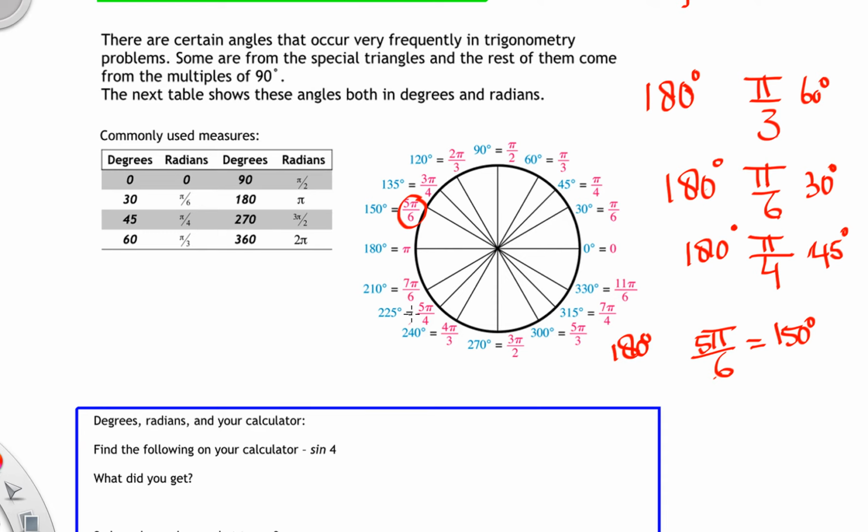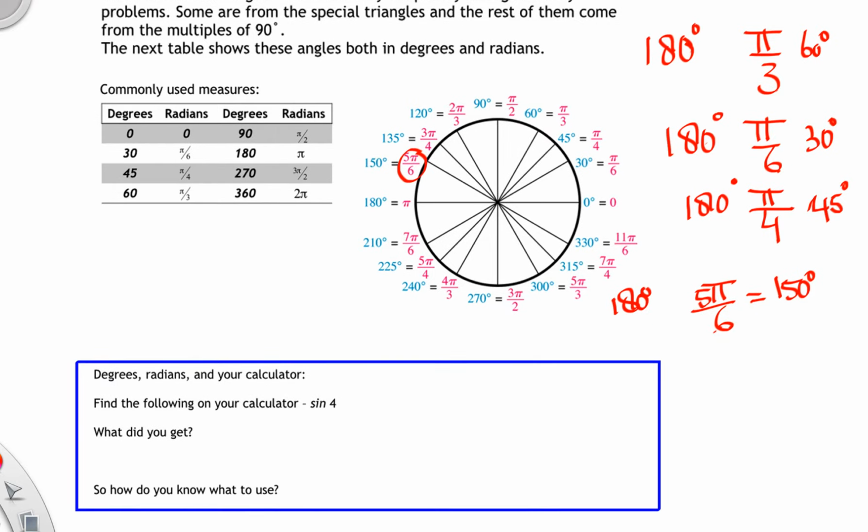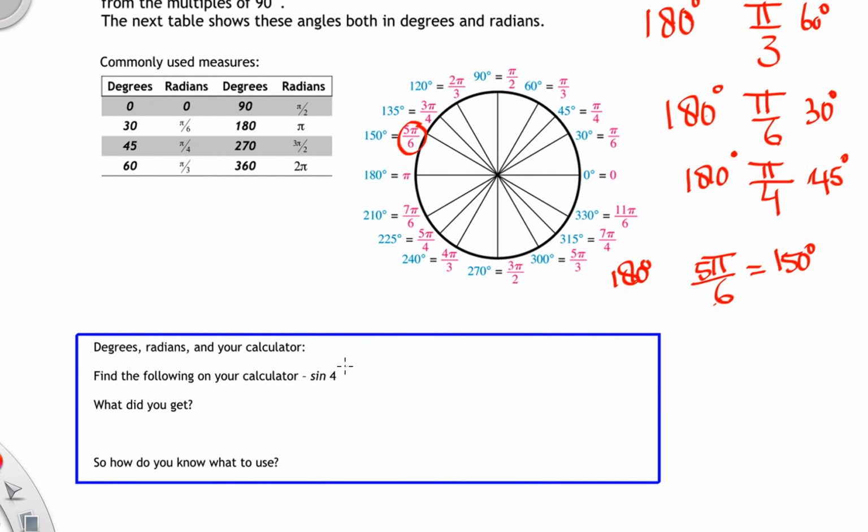And then finally, the last part here is some calculator things: degrees, radians, and stuff on your calculator. If I type in the sine of 4 in the calculator, and I have it in degrees, I will get 0.07 as an answer. If I type in the sine of 4 and it's in radians, then I get a negative 0.76. So clearly I have completely different answers. They're not the same. They're not even the same sign. One is positive, one is negative.